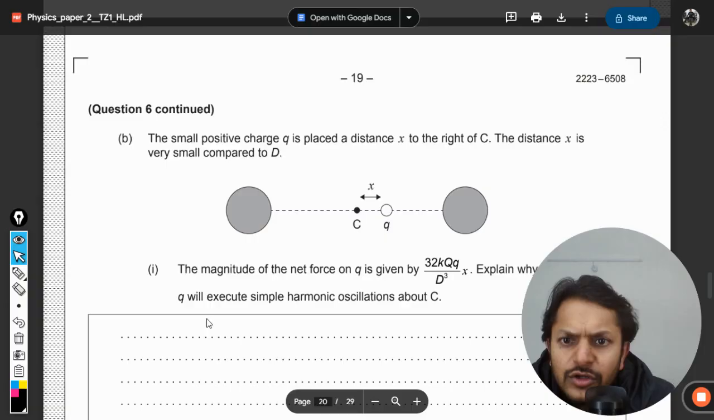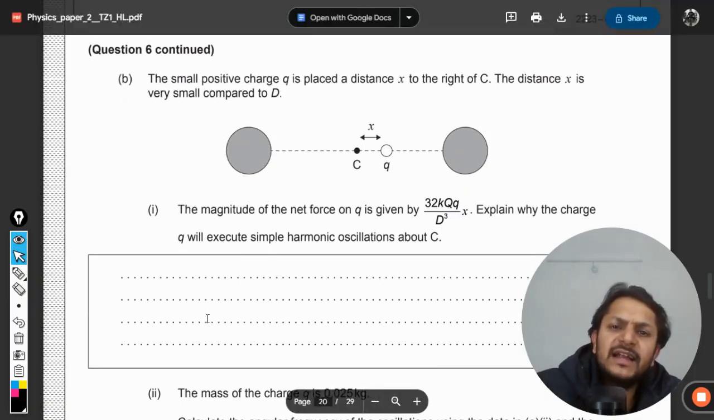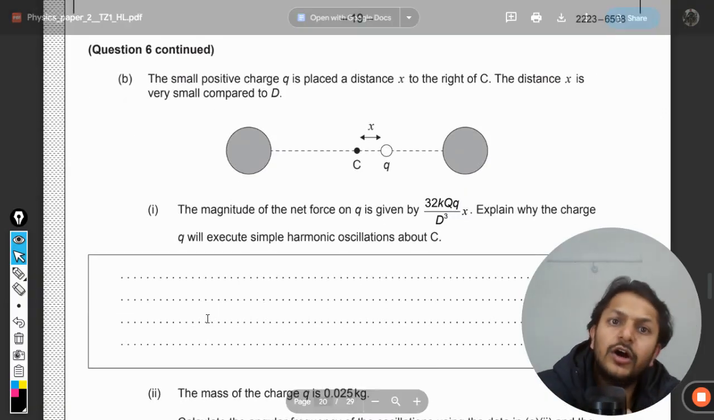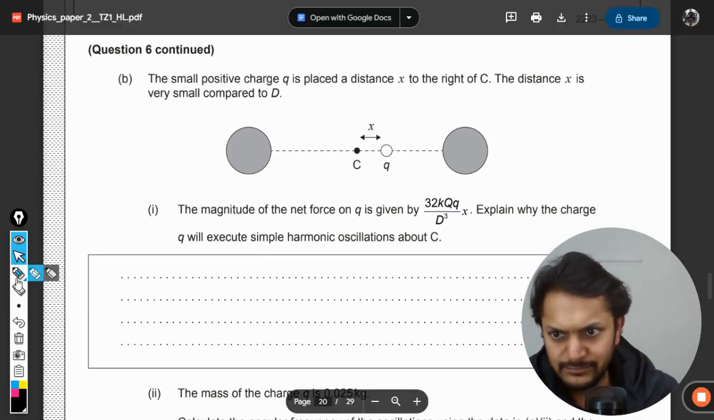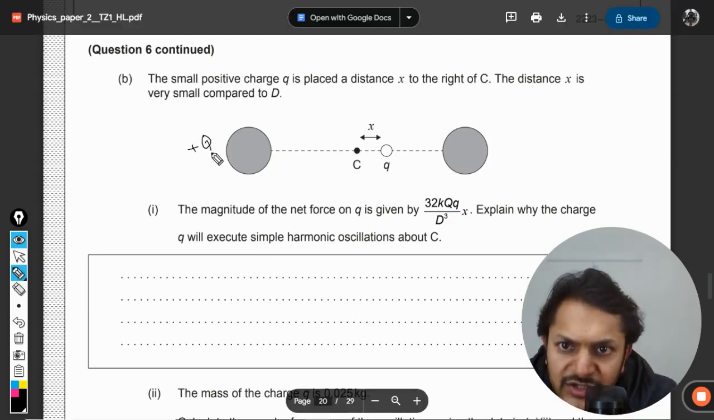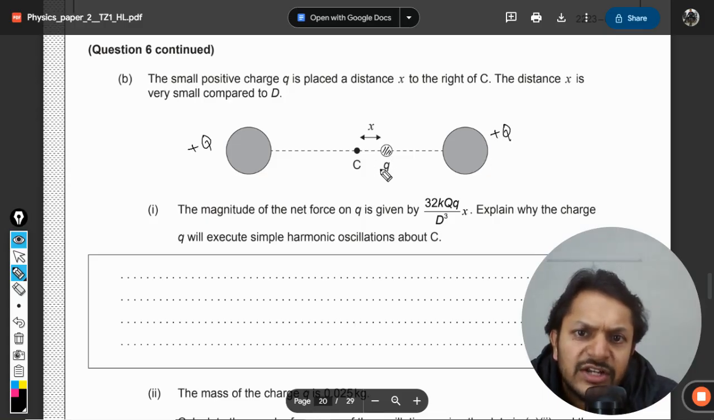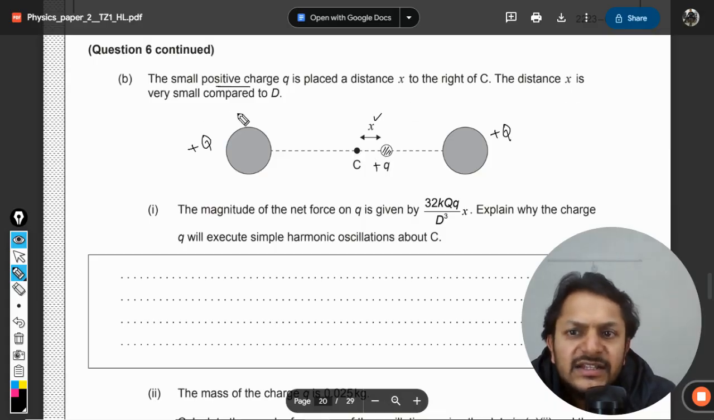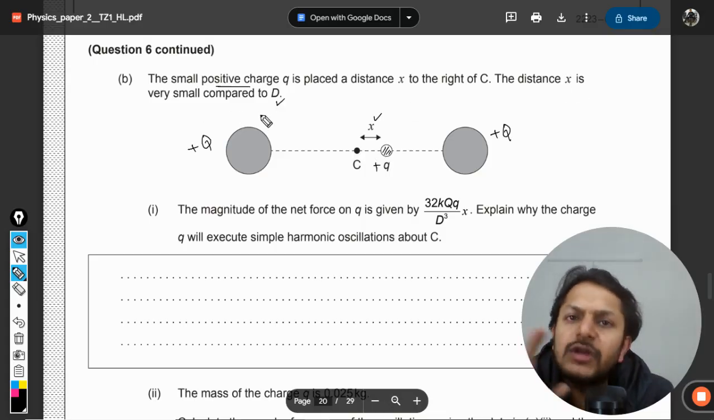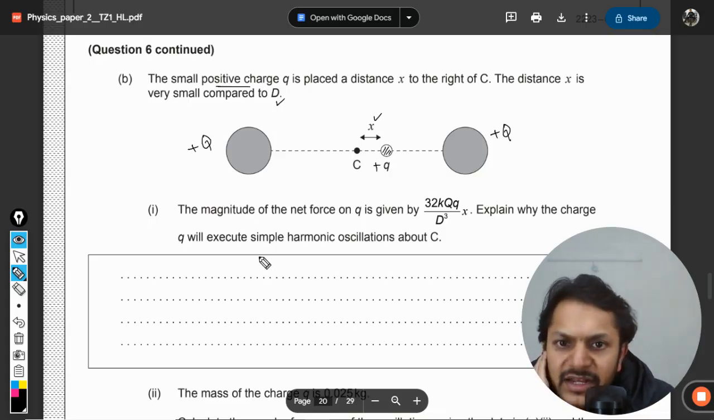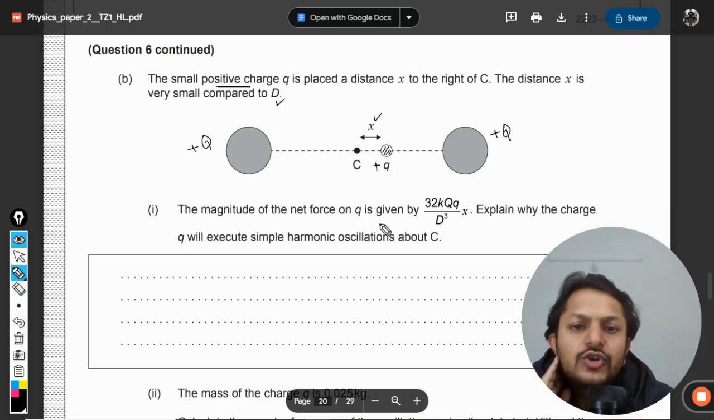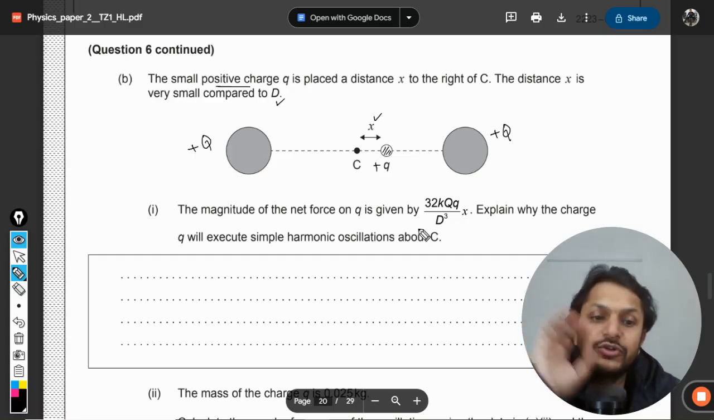Okay, so the small positive charge q is placed at a distance x from the center C. This is a positive charge Q, this is also a positive charge Q. But this is a small charge q, which is also positive. Now this is placed at a distance x away from the point C. The distance x is very small compared to capital D. The magnitude of the net force on the charge q is given by this. So this is the net force.